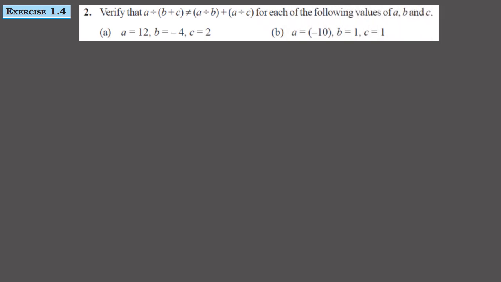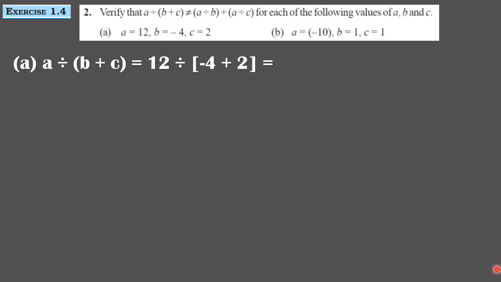Verify that A divided by B plus C, please note down, not equal to A divided by B plus A divided by C for each of the following values of A, B and C. So that means distributive property is not true for division of integers. Okay, so let us verify that.